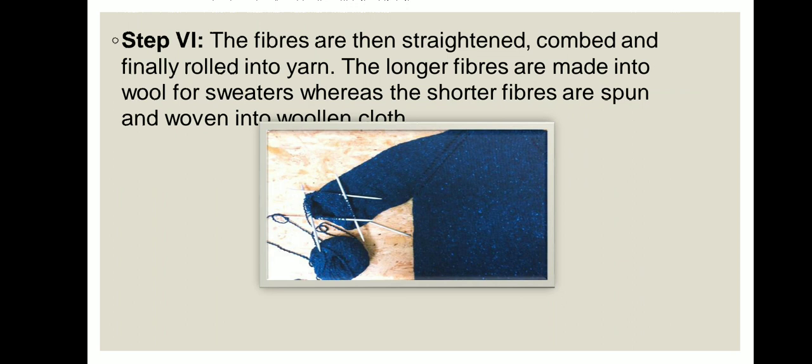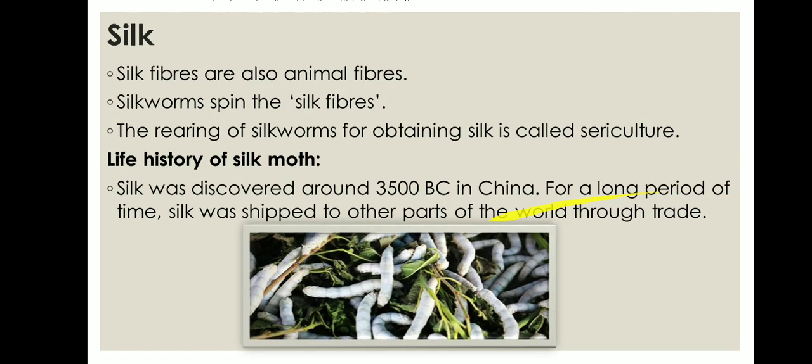And the last step, the fibers are then strengthened, combed, and finally rolled into yarn, which is known as what? Spinning, right? Like this way, we obtain wool from the sheep. Got it? Now after this, we are going to learn about silk and its production.